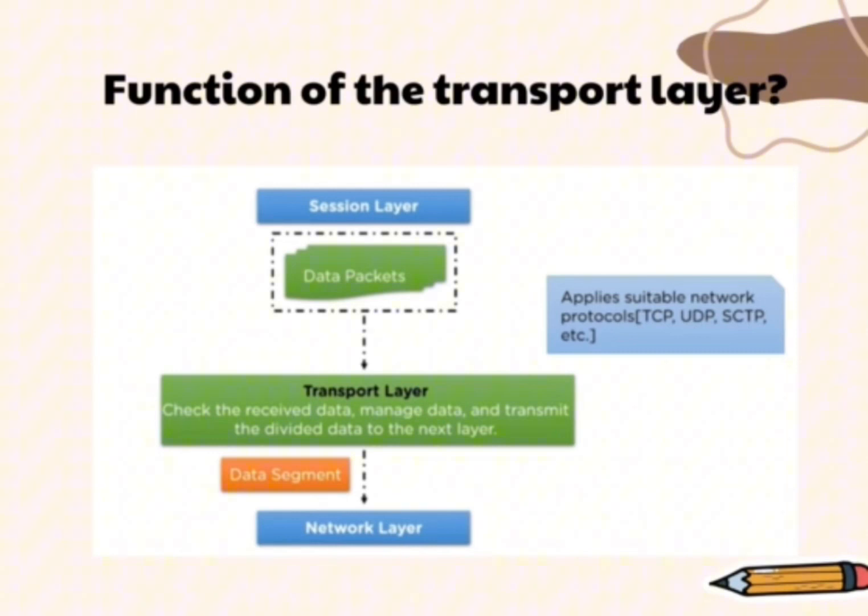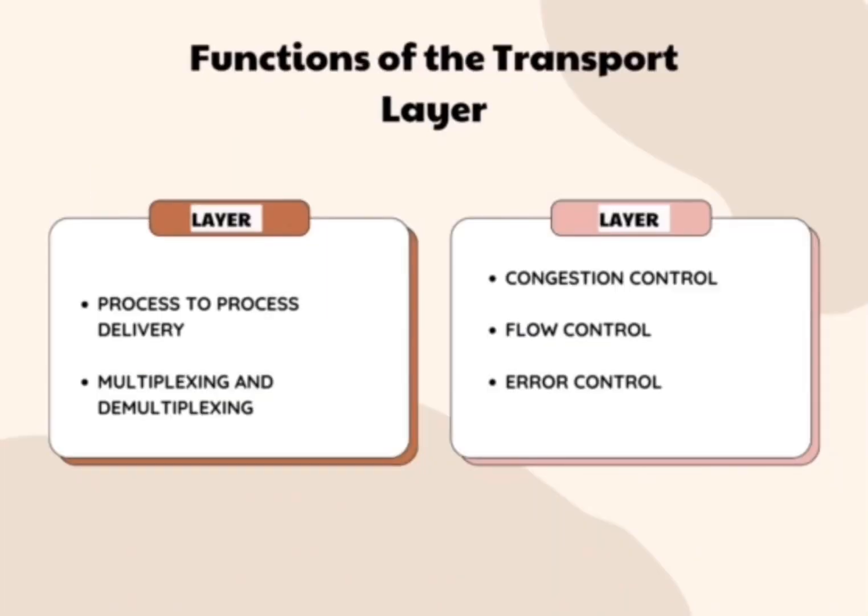In between, this applies to certain network protocols. For example, the transport layer protocols are TCP, UDP, SCTP. Function of the transport layer: first, process-to-process delivery, multiplexing and demultiplexing, congestion control, flow control, error control.